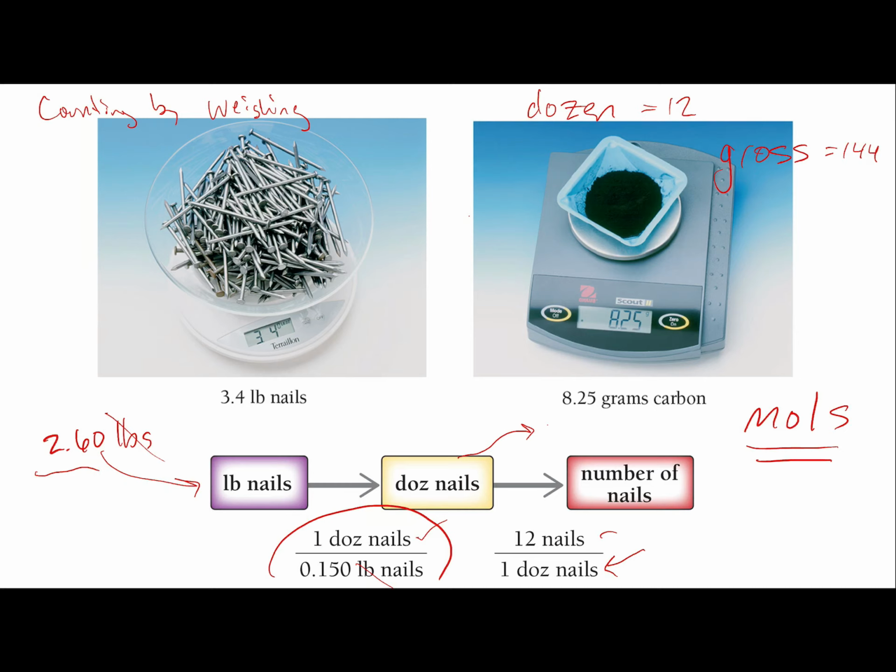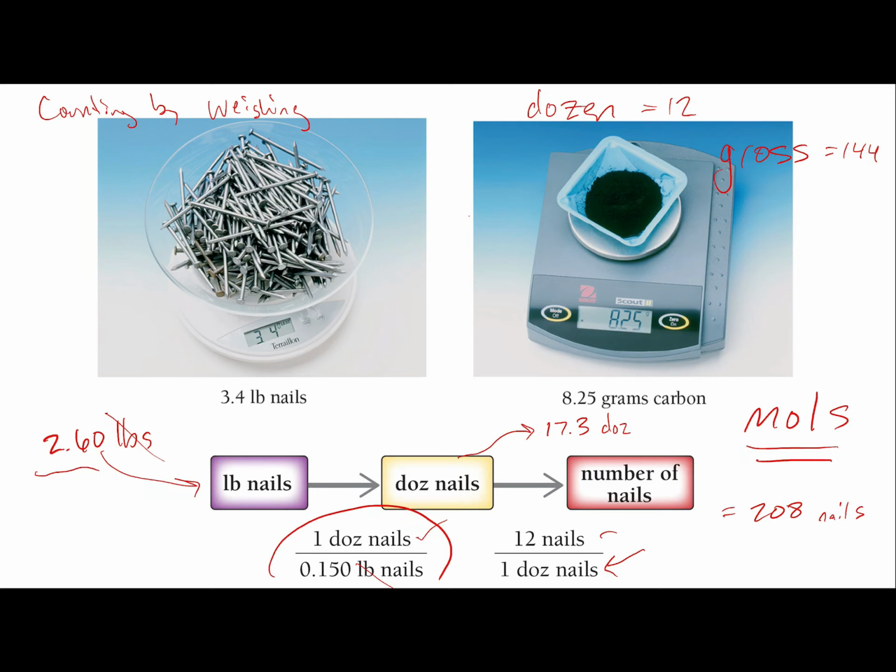Let's calculate it. I've got my calculator here. We'd say 2.6 pounds divided by 0.15 pounds is 17.3 dozen, right? Dozen. Well, that's not helpful. So we want to know how many that is. Each dozen is 12, and we do one more step on that problem, and we come out with 208 nails. So in this analogy, we're going to use the weight of the nails and the fact that 12 is a dozen to get the actual number of nails.